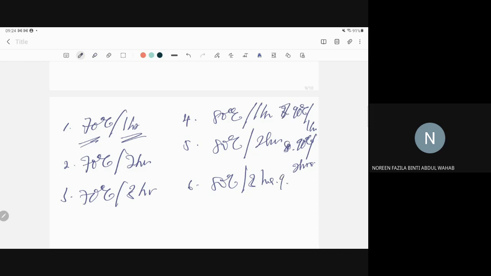And then number nine will be 90 degrees C for 3 hours.